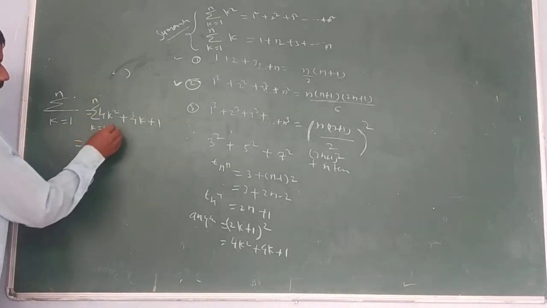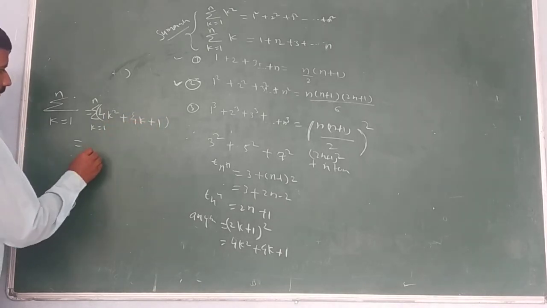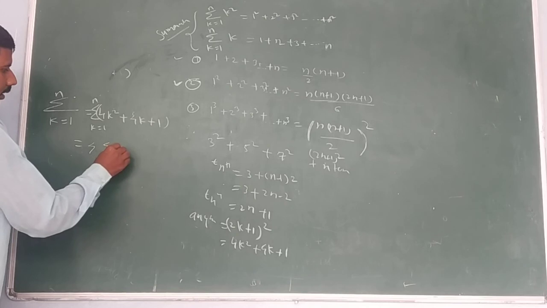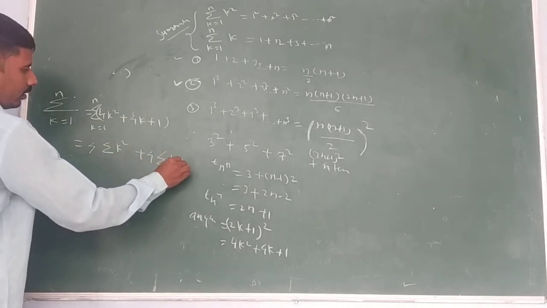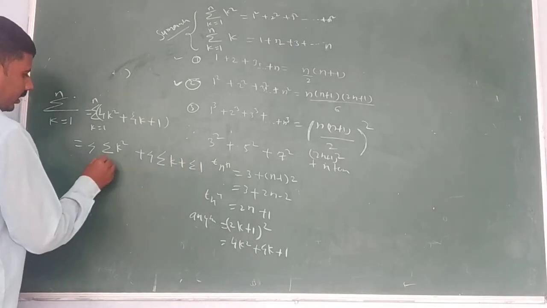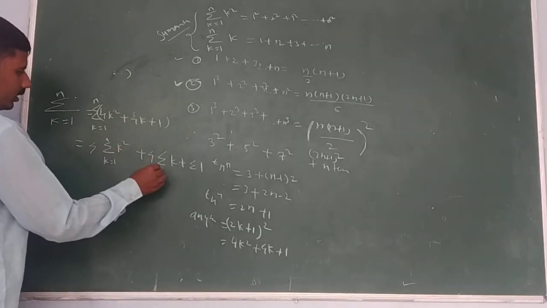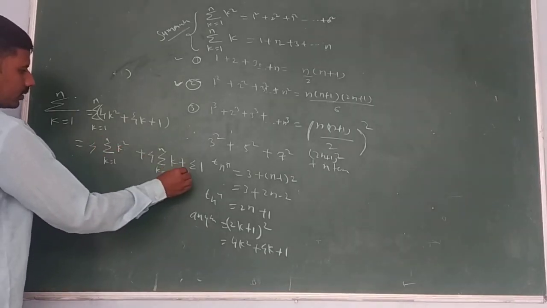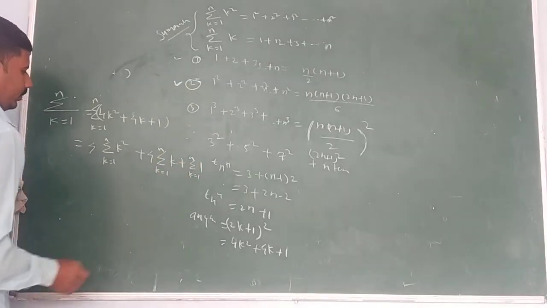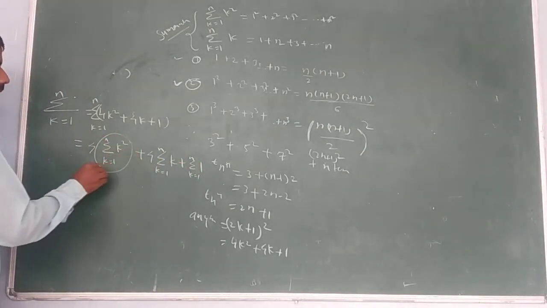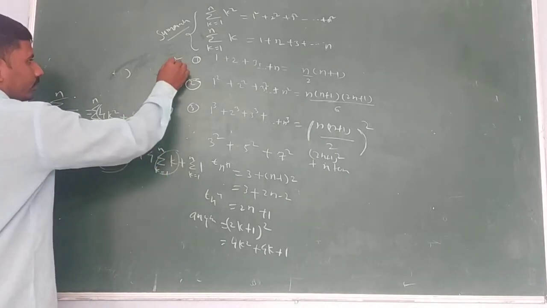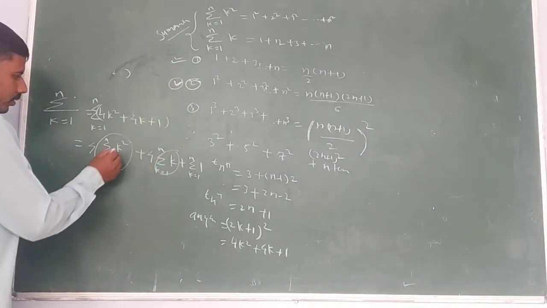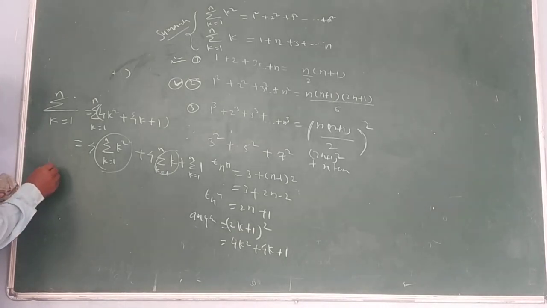Summation starting from k is equal to 1 to n. So apply summation on each part. 4 take outside, 4 into summation of k square, plus 4 take outside, summation of k, plus summation of 1, each starting from k is equal to 1 to n. So this formula you know. This formula of summation of k you know. Okay, what will be this summation after converting to general form?